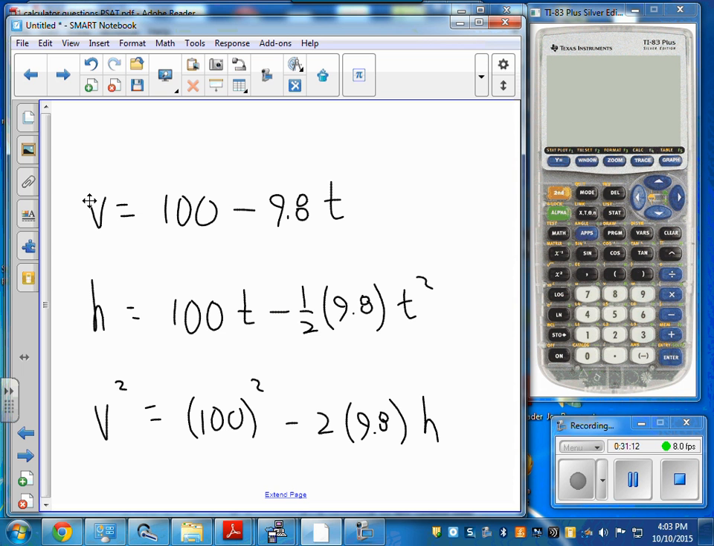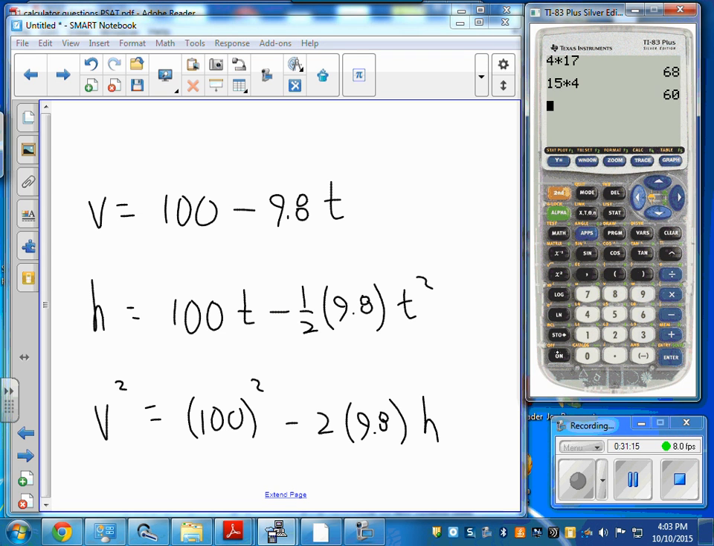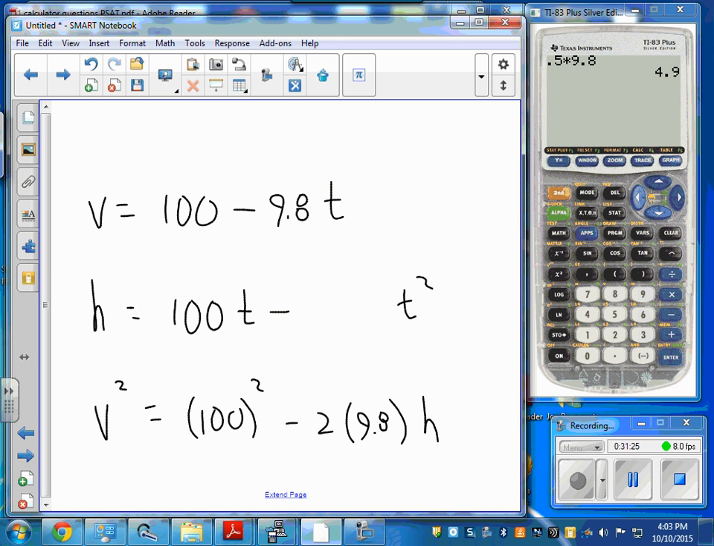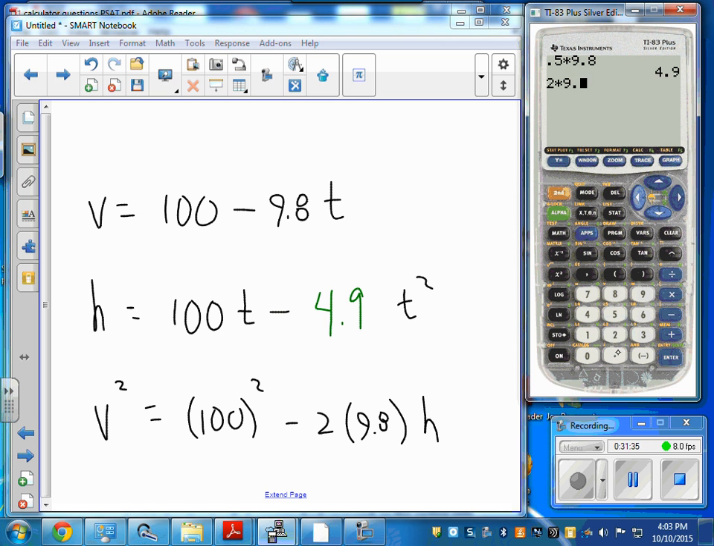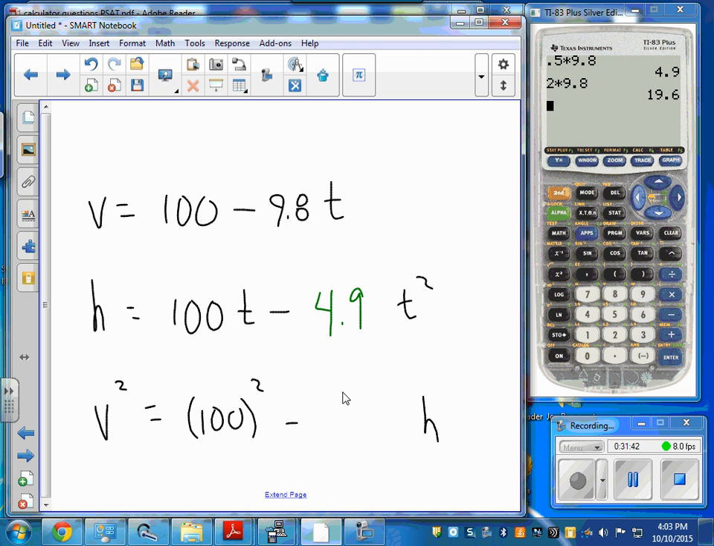So this is just putting the numbers that they gave us into the problem, and I'm going to clean up this 0.5 times 9.8. That works out to be 4.9. So instead of 1/2 of that, let me just write 4.9. And for the second one, it said 2 times G. So 2 times 9.8. And that works out to be 19.6. And I'll put that right here. Okay, so that just makes it a little bit easier. Those are our three equations that describe this arrow. Let's see what they're asking.